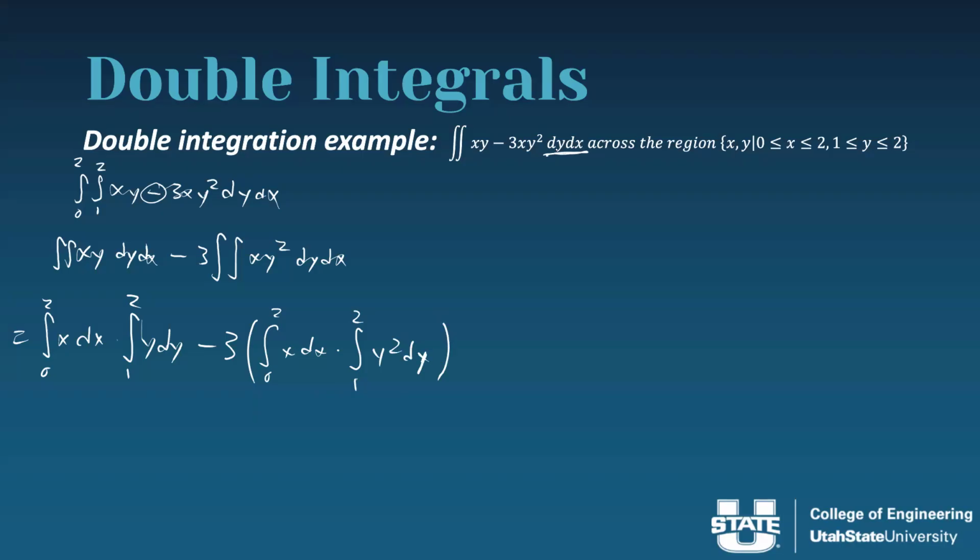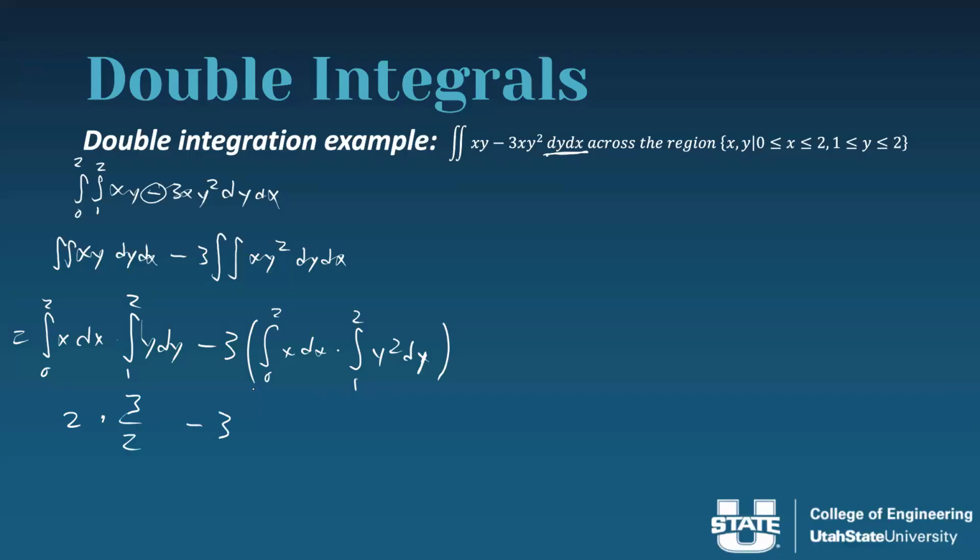The integral of x dx is 1/2 x squared over the bounds from 0 to 2. That is 2 times the integral of y dy, 1/2 y squared over the bounds from 1 to 2, which would be 2 minus 1/2, which is 3/2.